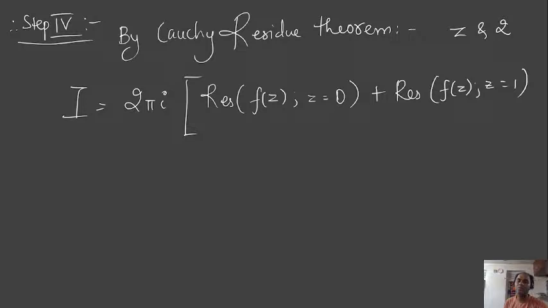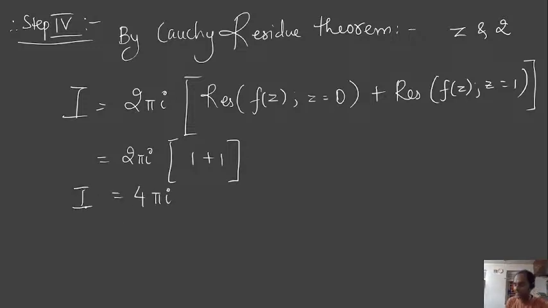Okay, so now we go about this. So 2 pi i, and then there is 1 plus 1 over here. So this is 4 pi i is the answer in this case. This kind of answer we got in the last live also for this kind of questions.